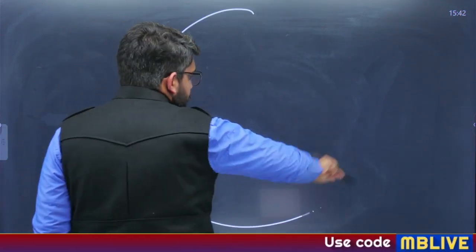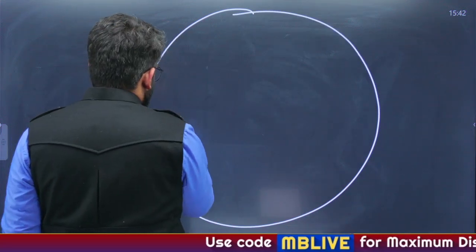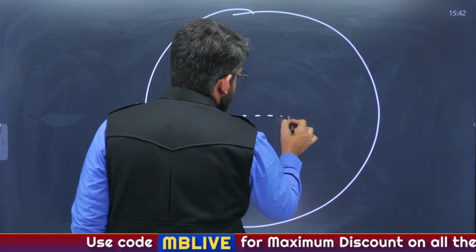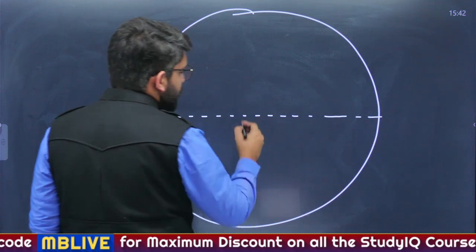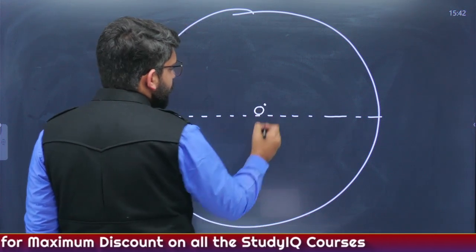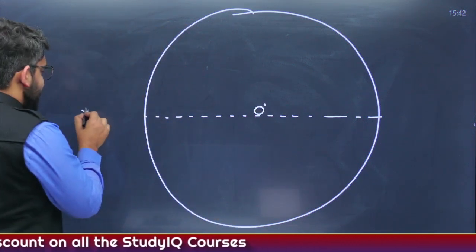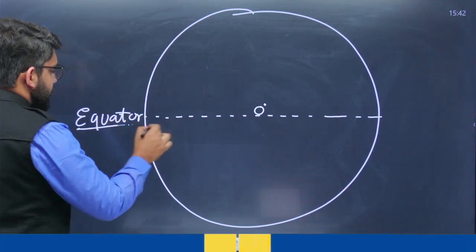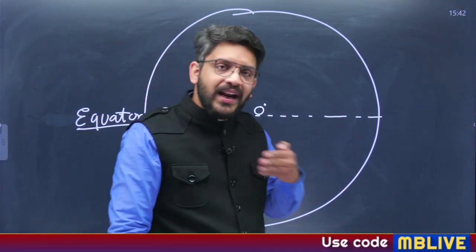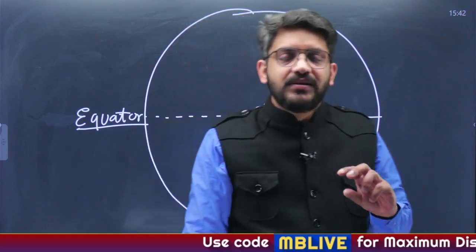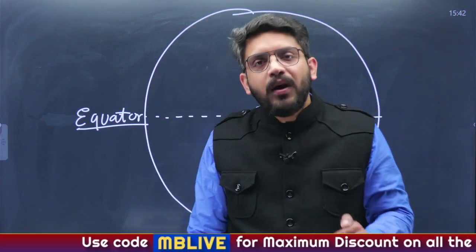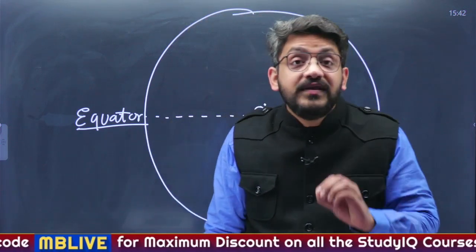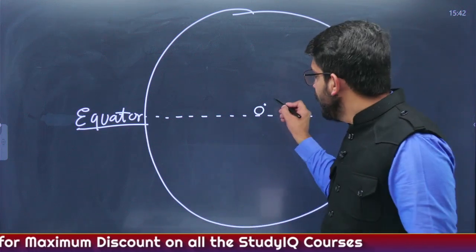This is the Earth, a line which divides Earth into two equal parts and makes a 0 degree angle. It is known as the equator. So equator, what does it mean? Equator means a line or a circle which divides Earth into two equal parts and makes an angle of 0 degree. It is known as the equator.